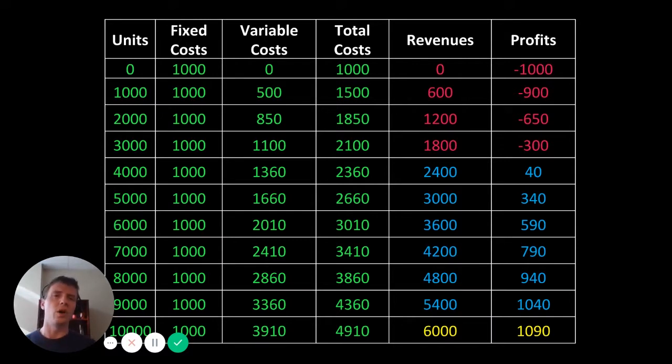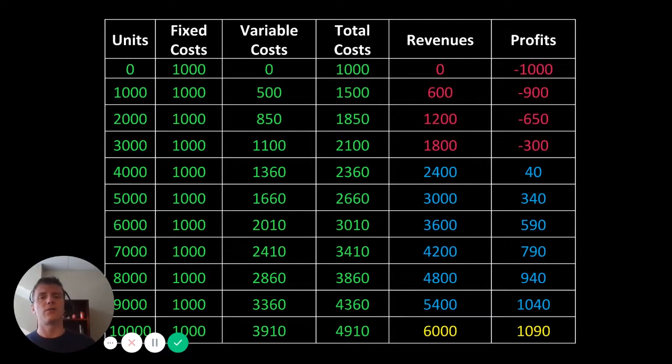In row 2, our profits are also negative. We're selling something, but we're only selling 1,000 units, and we get 60 cents per unit. So our revenues are $600. Our costs are $1,500. So our profits here are minus 900. In row 3, revenues minus cost gives us minus 650. And in row 4, revenues minus cost gives us negative 300. So while we're producing from 0 to 3,000 units, we are not earning a profit. We're taking a loss.